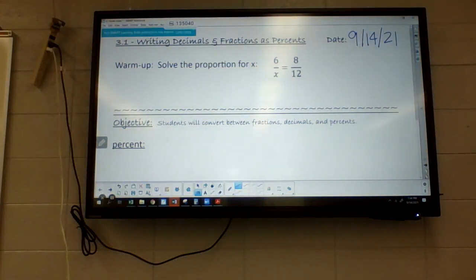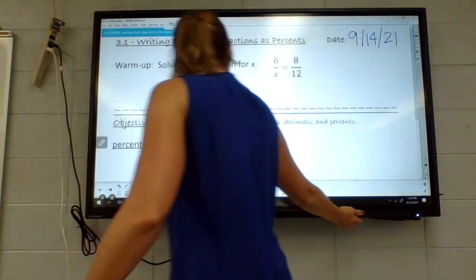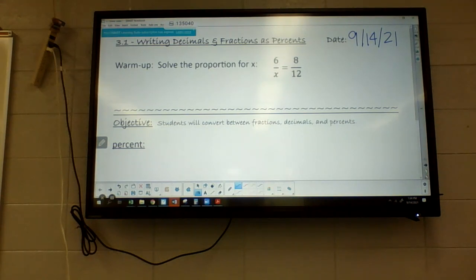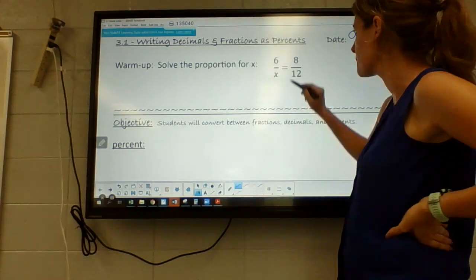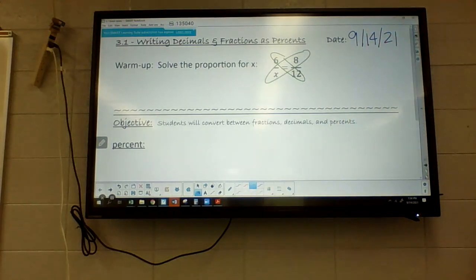We're solving the proportion. Do you remember how to solve proportions? Anyone? Yeah, you can cross multiply. You don't cross multiply when you're actually multiplying fractions, but you can cross multiply here. So we multiply the diagonals together.